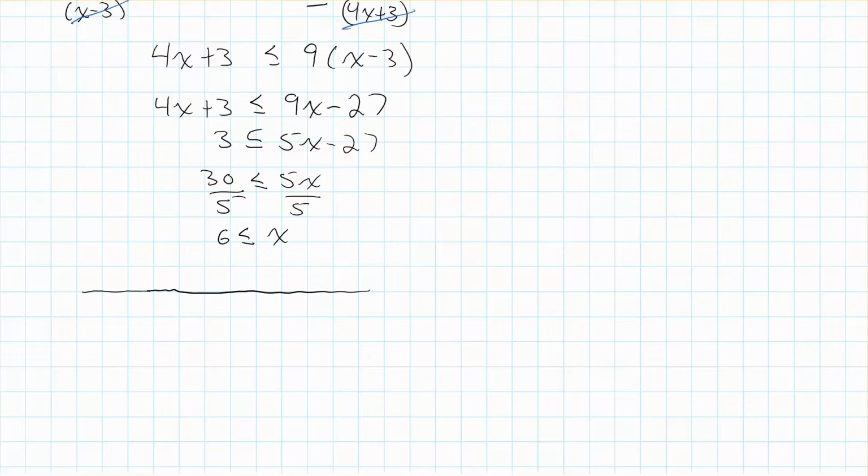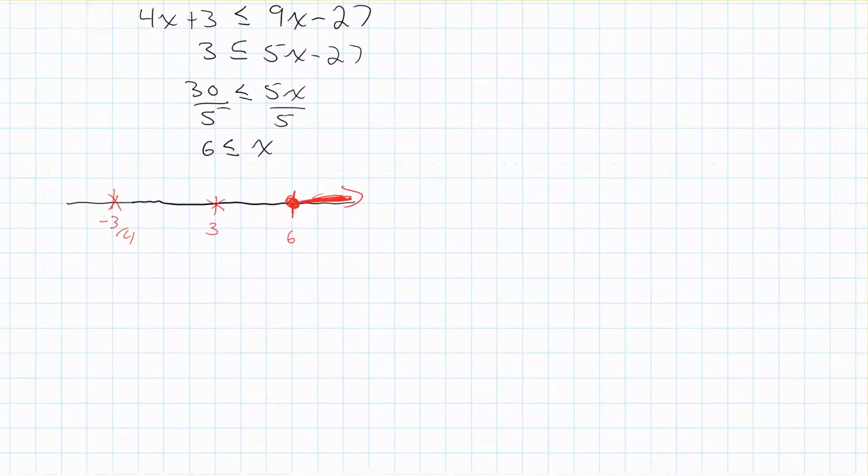Okay, so let's see here. What are the numbers we're not allowed to be? We're not allowed to be negative 3/4. So negative 3/4, can't be that. We can't be positive 3. And now it's x is greater than or equal to 6, or you can think of 6 is less than or equal to x. So if this is 6, I'm going to get a solid dot here. And since x is greater than or equal to it, I shade to the right. And I can see that I'm not hitting any of those points that are bad. And so my answer of x being greater than or equal to 6 is just fine.